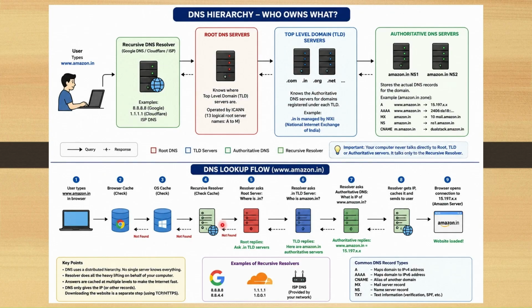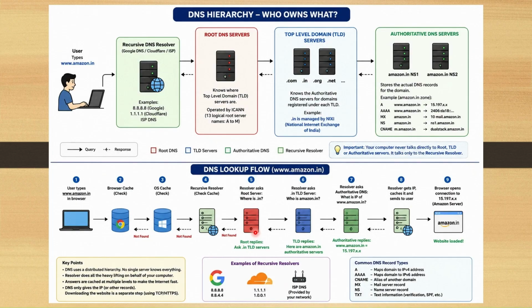The resolver sends a query to the nearest root DNS server. Remember, thanks to Anycast, the request automatically reaches the nearest root server replica. The resolver asks, where can I find information about the .in domain? The root server replies, I don't know Amazon's IP address, but these are the top level domain servers responsible for .in domains. Notice something important. The root server never forwards your request, it simply returns a referral to the appropriate TLD server.